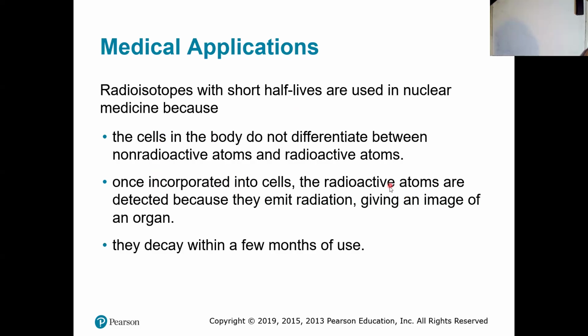The radioactive isotopes are going to be able to be detected by a scanner because they're going to be emitting radiation. And that radiation that's being emitted is what's going to give the image of the organ that we're going to be seeing. And we want the radioisotopes to have very short half-lives so that they decay as soon as possible.